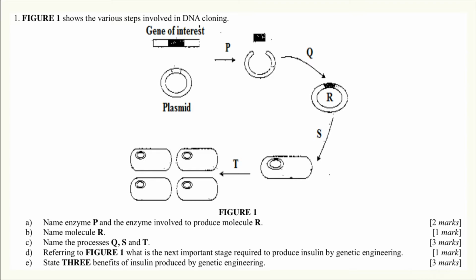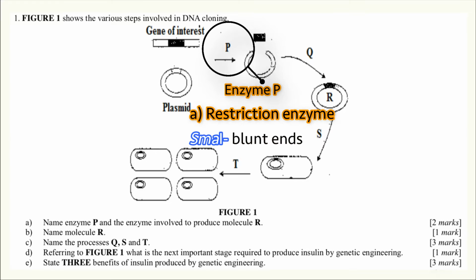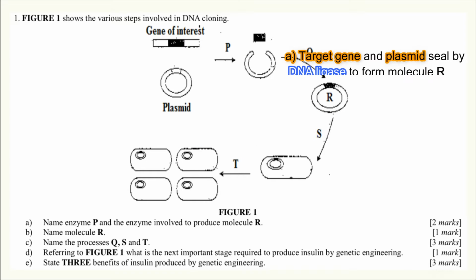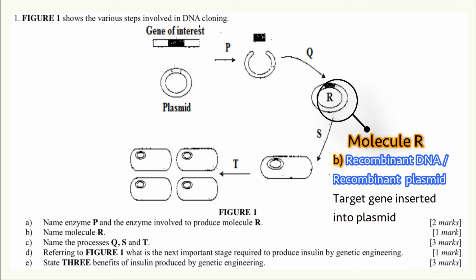Number 1A. Name enzyme P and the enzyme involved in the production of molecule R. Both the target gene and plasmid appear to have a blunt end, so the restriction enzyme used for this process is SmaI. The target gene and plasmid are sealed by DNA ligase to form molecule R. The next question. Name molecule R. Molecule R is recombinant DNA or recombinant plasmid.